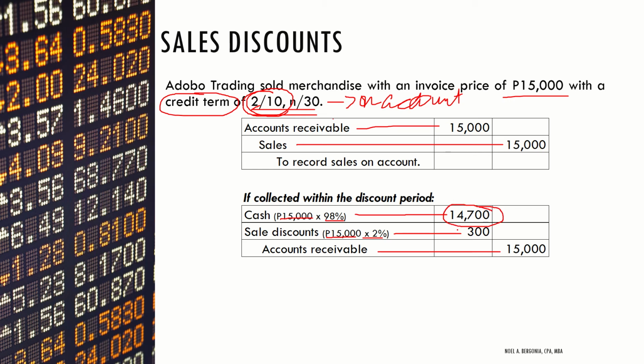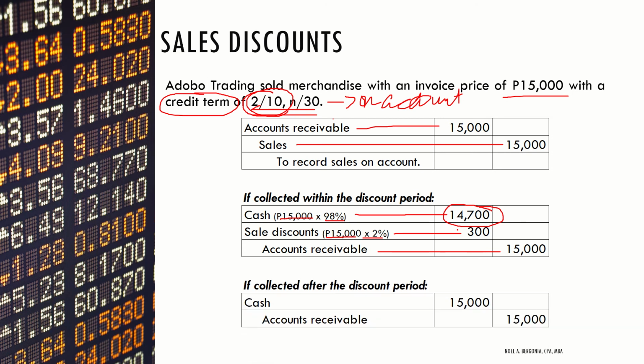But what if the customer was not able to meet yung 10 days, okay, so that he or she could be able to avail the 2% discount. So ano pong mangyari? So if it is collected after the discount period, so the whole amount of 15,000 needs to be collected by the company.